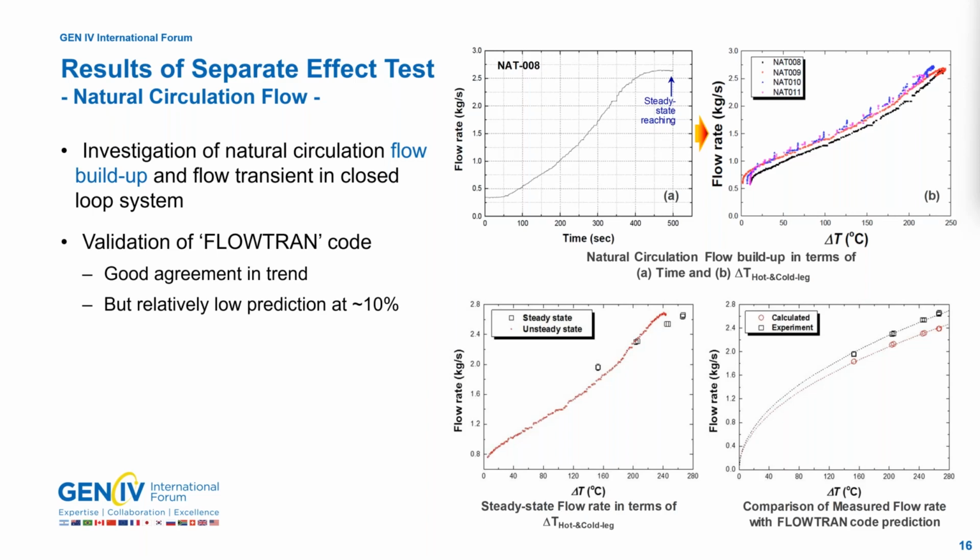With this experiment, we were able to validate the in-house code named Flowtran. The trend prediction was in good agreement, but the calculated flow rate was somewhat lower than the experiment. Because of a complicated condition and environment, it was not easy to evaluate the reason for this. And we were working on Stella 2, which is a more dedicated facility for natural circulation. So we didn't go further with this.